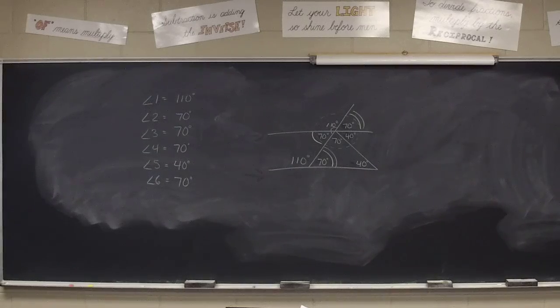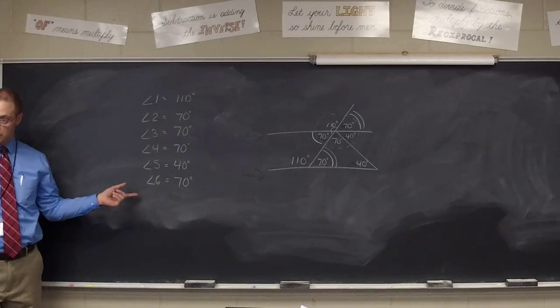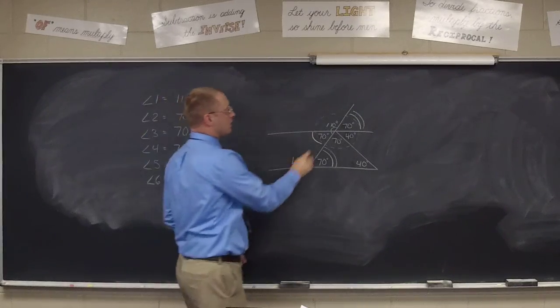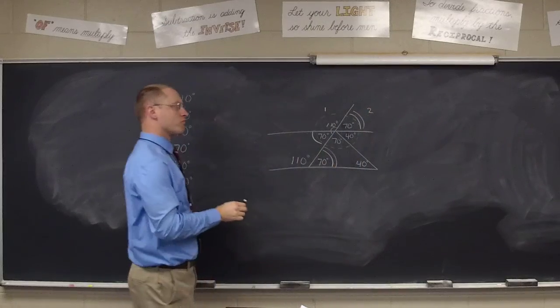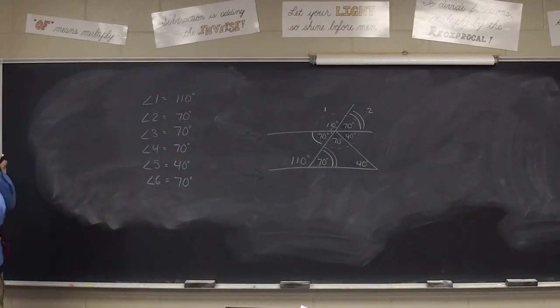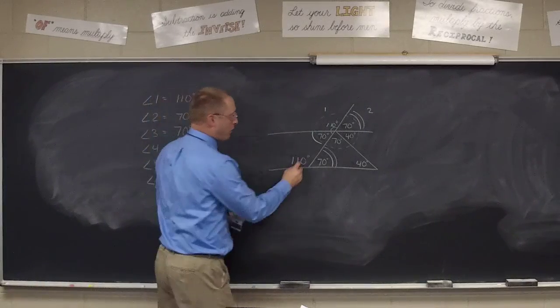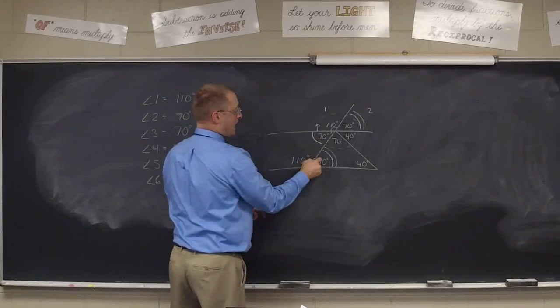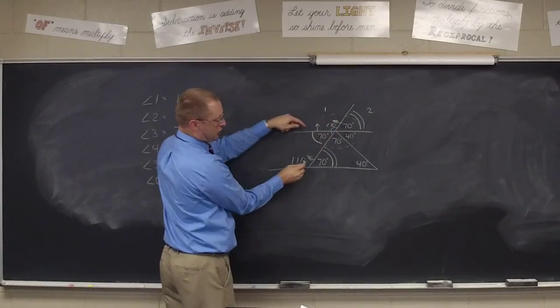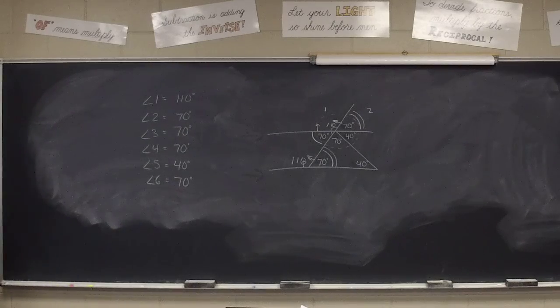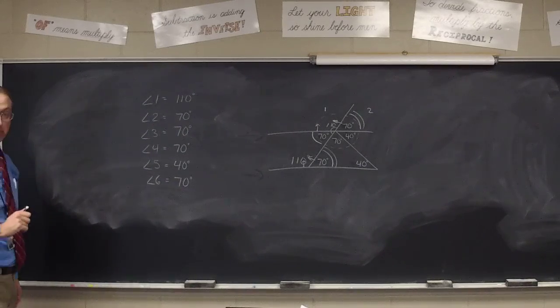How many went 6 for 6? You got them all. All right, those who didn't, does it make sense? Which ones did you swap? Oh, 1 and 2. I put 70 for 1 and 110 for 2. Okay. So you realize that 1 corresponds to 110, right? They're both above the respective lines, and they're both to the left side of the transversals. They're in matching positions, which makes them corresponding, and that's where we should have gotten the 110 there. All right. Any other questions, comments?